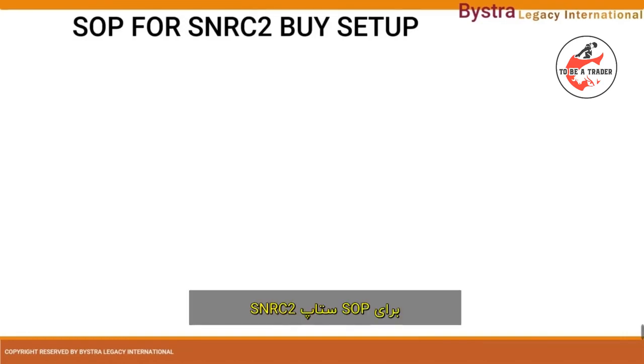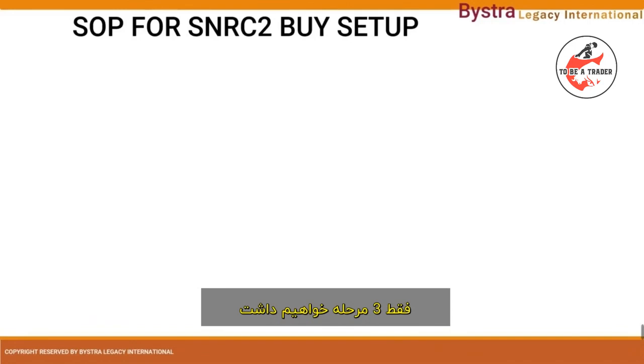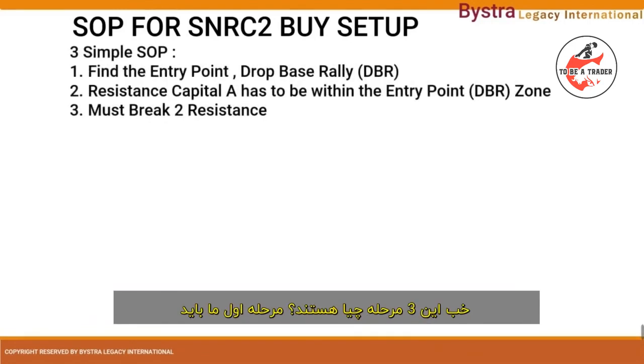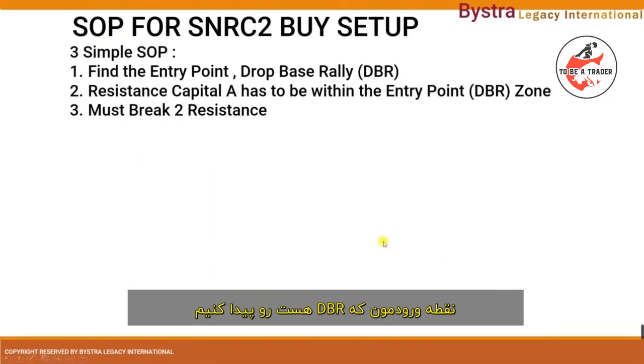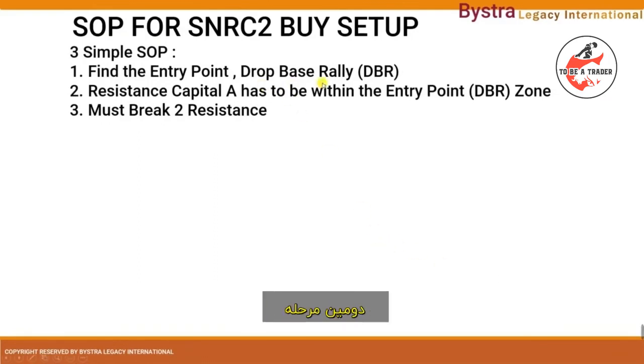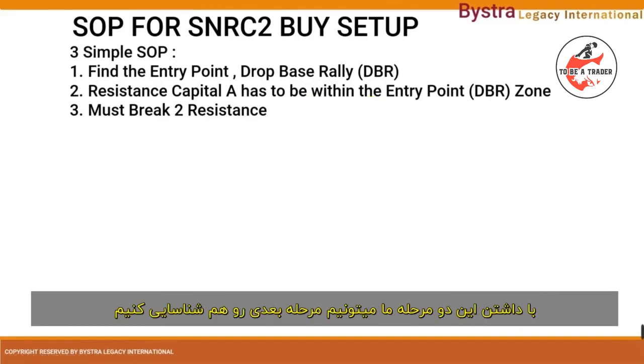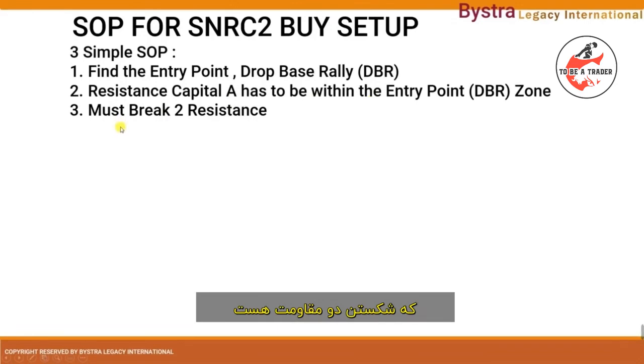For the SNRC2 SOP, there will be 3 steps, whereas the SNRC1 only has 2. So what are the 3? First, we have to find the entry point, which is the drop based rally. Second thing, this capital A has to be within the entry point zone. This is very important. With these two, then we can identify. The next one is to break 2 resistance.